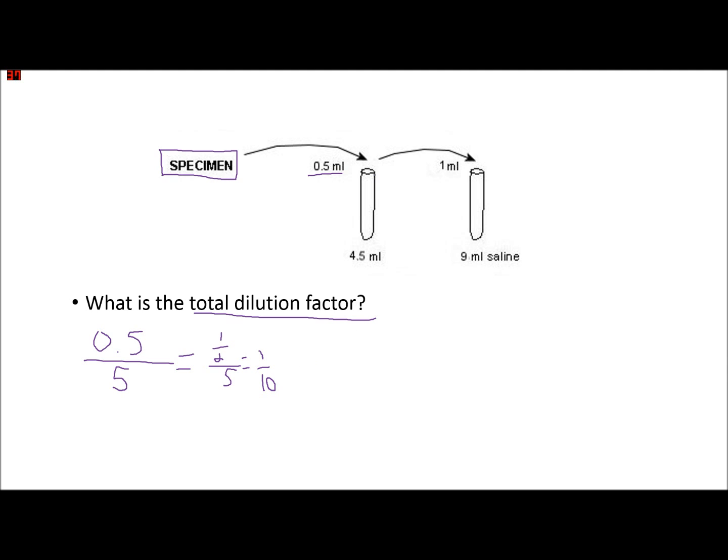Now, we take this solution that we already made here, and we dilute it again in a series, and we take 1 milliliter and put it into 9 milliliters. So now we have our part is 1, and the whole is 9 plus 1, giving us 10. So that is the dilution factor here. So our total ending dilution factor is 1/10 times 1/10, which gives us 1/100.